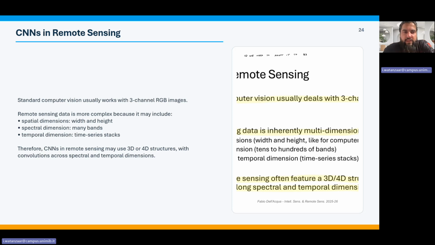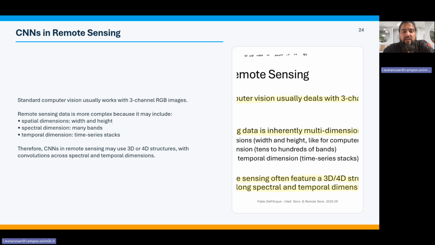CNNs and remote sensing now. We are taking into account the remote sensing data. Standard computer vision usually works with three RGB channels, red, green, blue. But remote sensing data is more complex because it may include the spatial dimension, width and height; the spectral information, where we have many bands, so it even becomes vectors; and the temporal dimension of time series analysis or stacks.